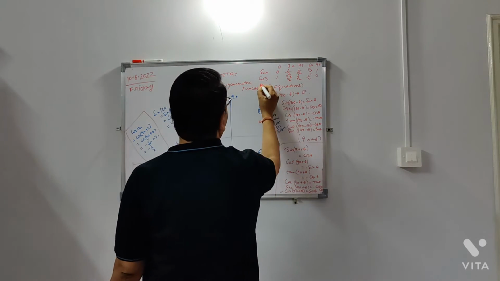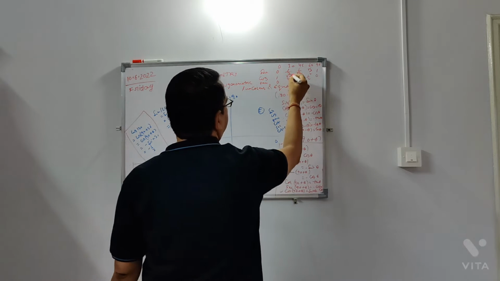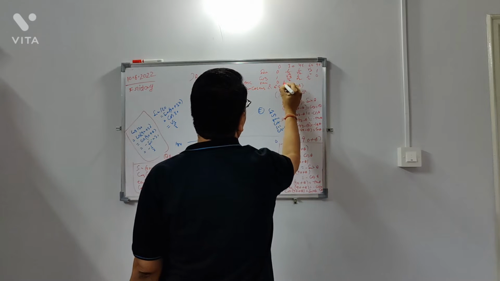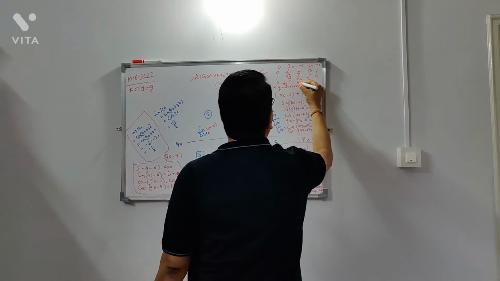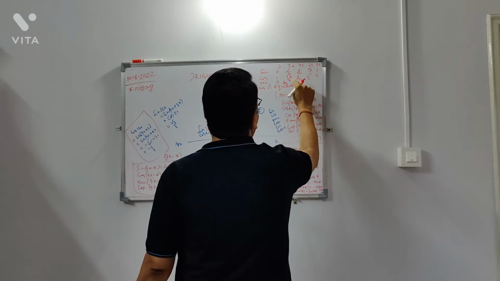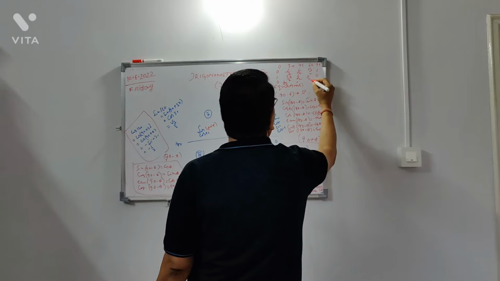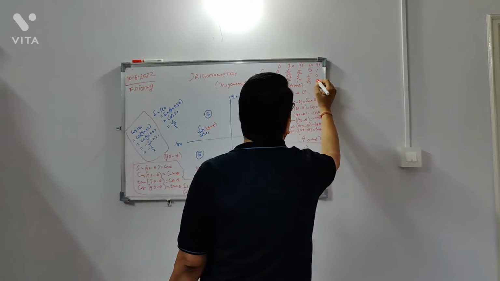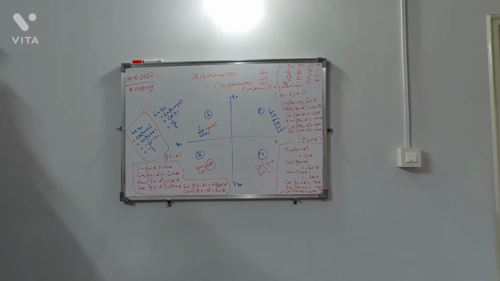Then tan is sine by cos. So tan 0 will be 0, and tan 30 will be 1 by root 3, right? Then tan 45, 1 by root 2 divided by 1 by root 2, that is 1. So tan 60 is root 3, and tan 90 is infinite. Okay. So these are the things you should remember. Only this much if you remember, that should be enough.